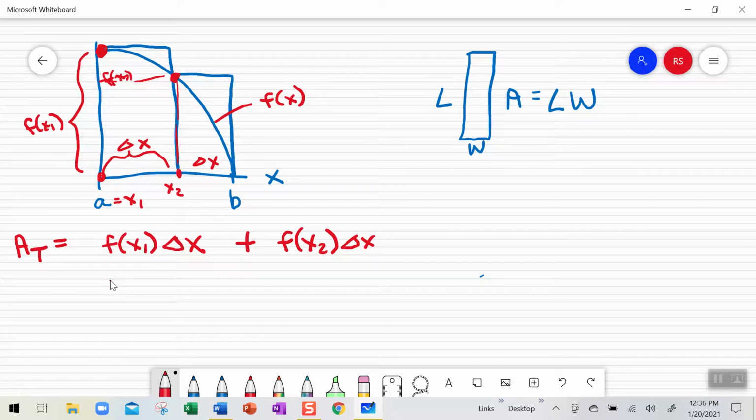And so the notation that I'm going to use here is what is called summation notation. You've probably seen this before. From i equals 1 to 2. Why 2? Because I have two rectangles. I'm using x sub 1, x sub 2.